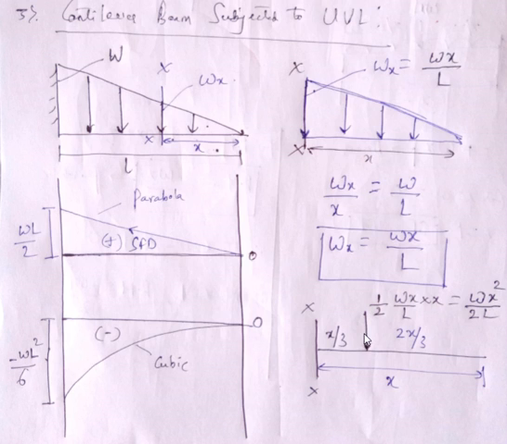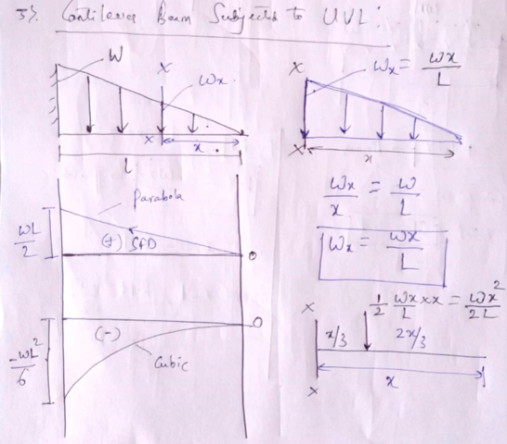This is a point load, but where is it going to act? It is going to act at the centroid. Where is the centroid? For a triangle, the centroid will be at a distance of x by 3 from this end, or 2x by 3 from this end. So from this end, the distance of the point of application of load is x by 3.